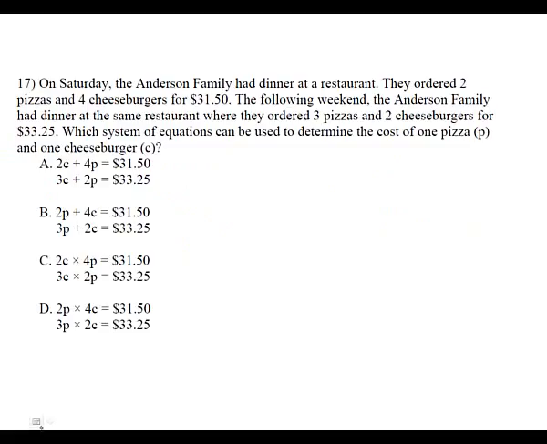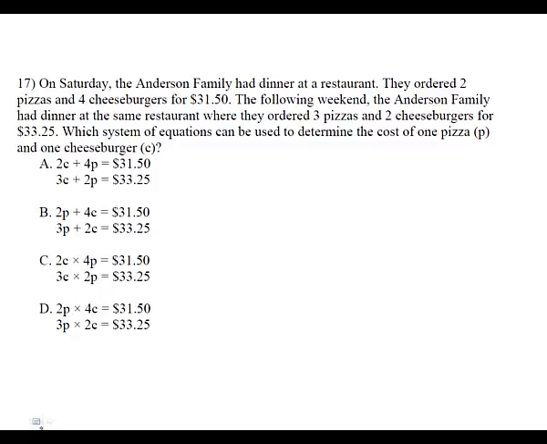It was. Okay, let's look at this last one here. This is the last one we're going to do together. Okay? On Saturday, the Anderson family had dinner at a restaurant. They ordered 2 pizzas and 4 cheeseburgers for $31.50. The following weekend, the Anderson family had dinner at the same restaurant where they ordered 3 pizzas and 2 cheeseburgers for $33.25. Which system of equations can be used to determine the cost of 1 pizza and 1 cheeseburger?